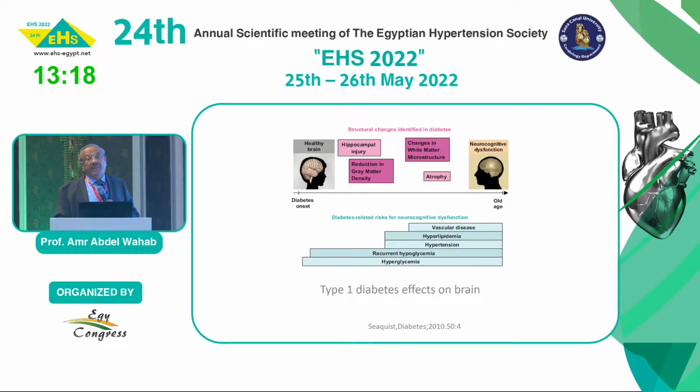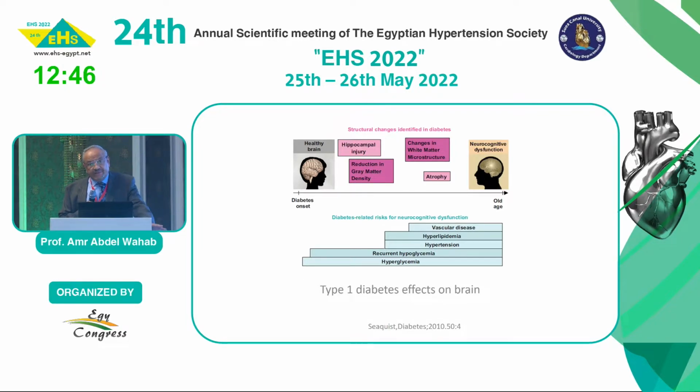Now, I'm going to talk about the effects of diabetes on brain health. Diabetes has a metabolic effect and a vascular effect. The metabolic effect may be classified into acute and chronic. The acute ones, like hyperosmolar coma and ketoacidosis, I'm not going to discuss. I'm going to discuss the chronic complications.